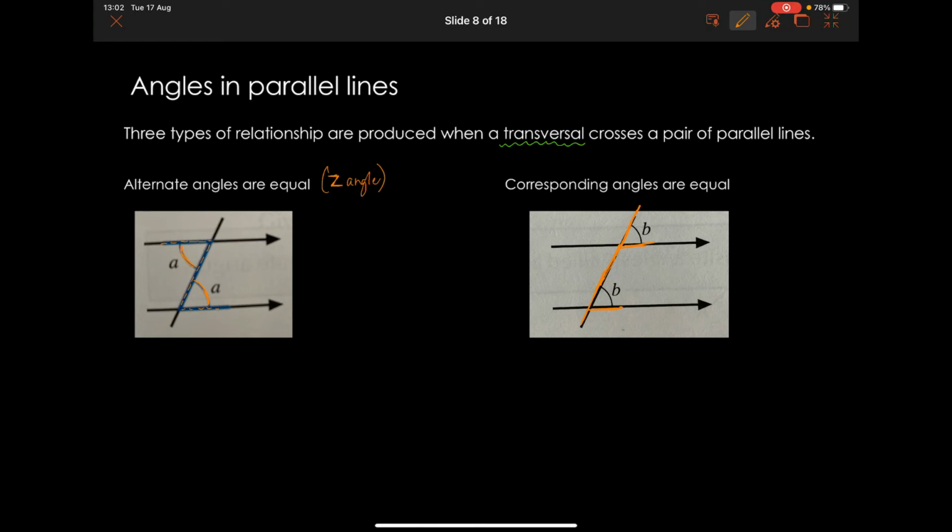So I don't want you to get confused by that. So it creates this F shape, but we've got one on the inside of the parallel lines and one on the outside of the parallel lines, okay? We can call that an F angle. But they are also equal. So whatever B is, this would also be the same, okay? But it's one on the inside of the parallel lines and one on the outside. Okay, so you must remember that. One inside, one outside. And they are the same. They're equal.